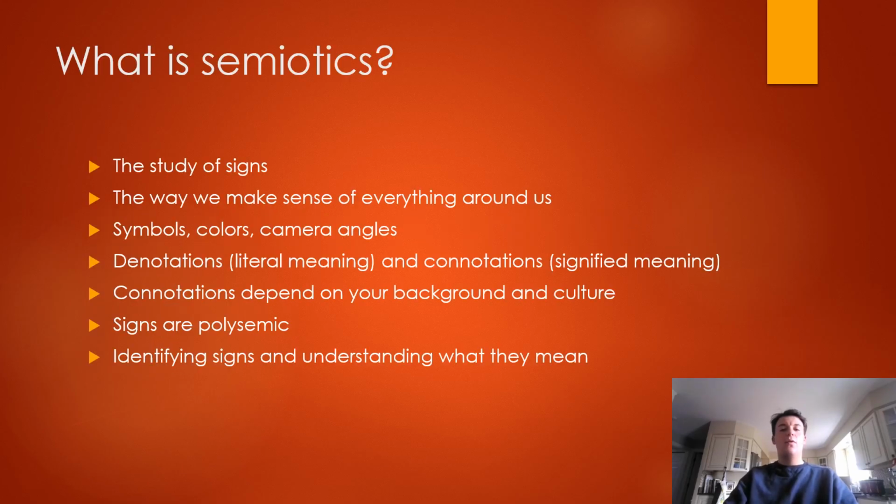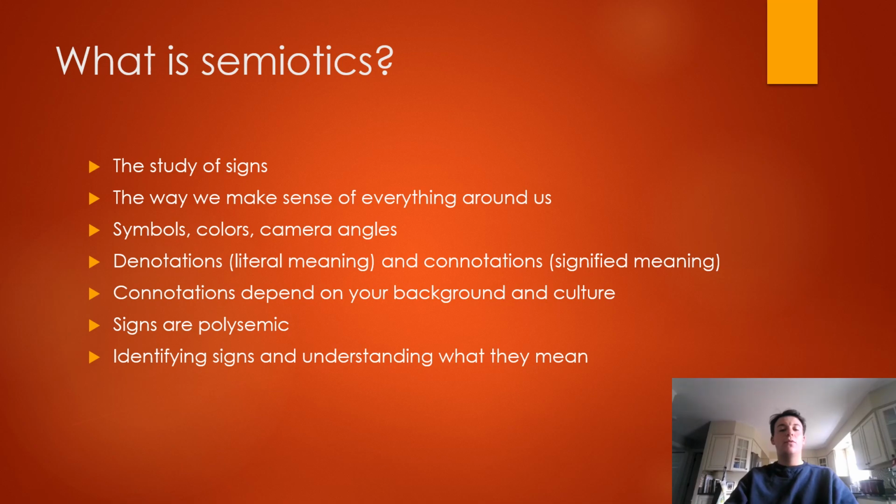First here we have what is semiotics. Now we were required to watch a video for this assignment to get some background knowledge and to help us prepare. From what I found, semiotics is the study of signs. Anything that you can imagine, as stated in the video, we have symbols, colors, camera angles, the way that a picture or movie is taken. If you're watching really any movie, the camera angle that they're using is done for a specific reason to capture that shot.